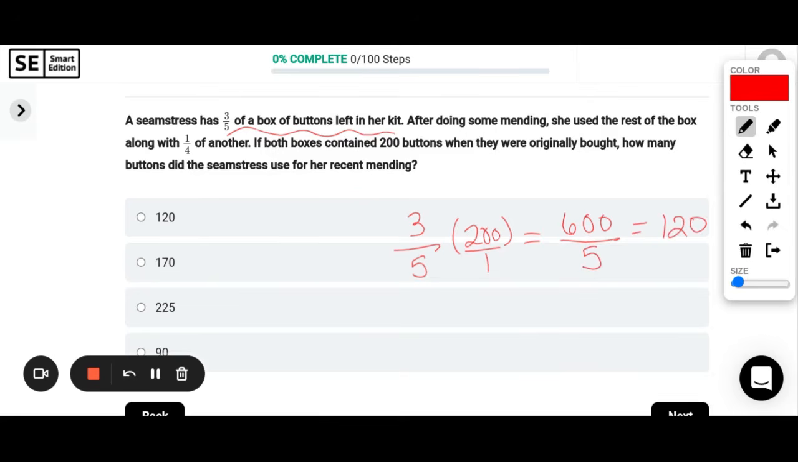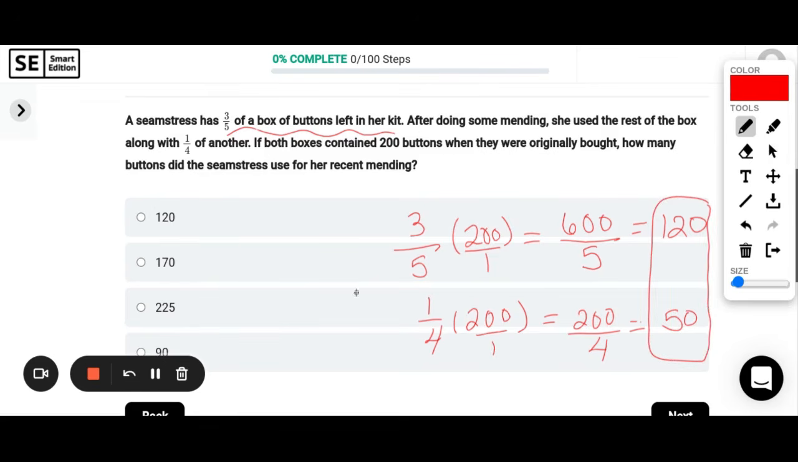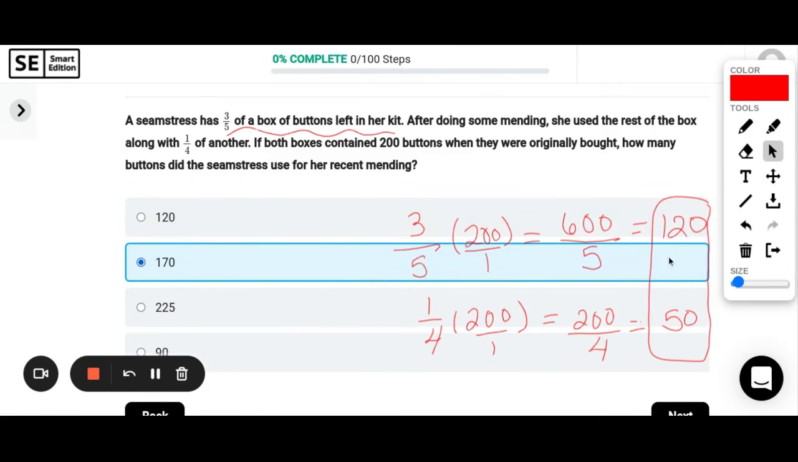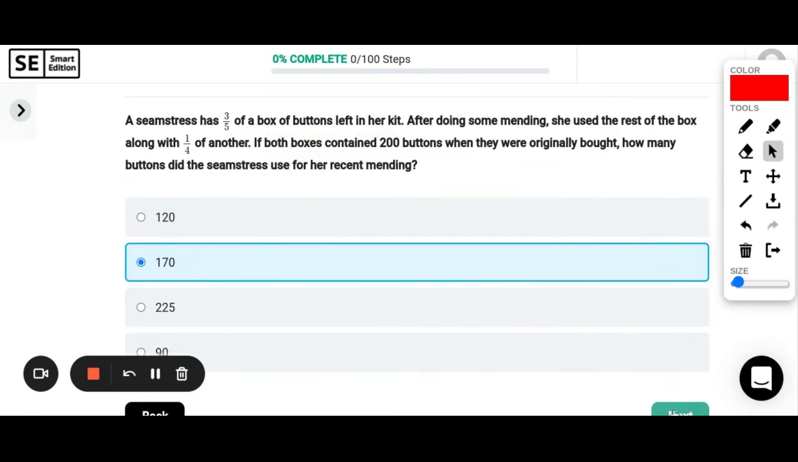If we plug that right in our calculator, she used 120 buttons from that first box, and then she used 1/4 of another box. So I'm going to do 1/4 of 200, which is just 200 divided by 4 gives me 50. So when I add the 120 plus the 50, I get 170 as my solution. She used 170 buttons.